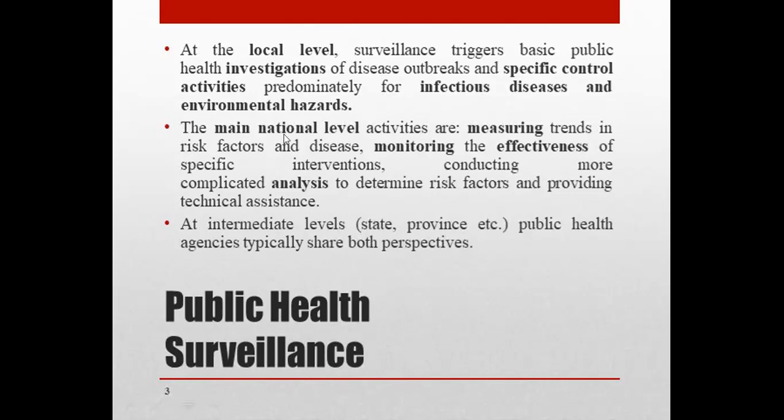But at the national level, major activities include measuring trends in risk factors and disease, monitoring the effectiveness of any specific disease intervention, conducting more complicated analysis at national level to determine the risk factors, and providing technical assistance. At the intermediate level, which includes state or province level, public health agencies typically share both perspectives.